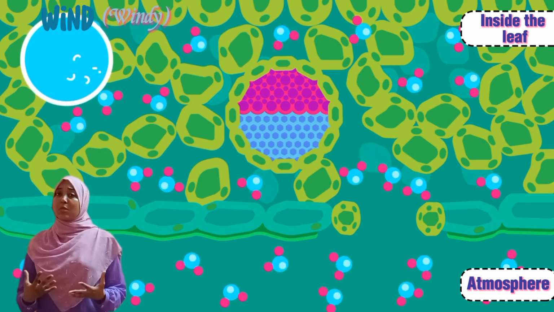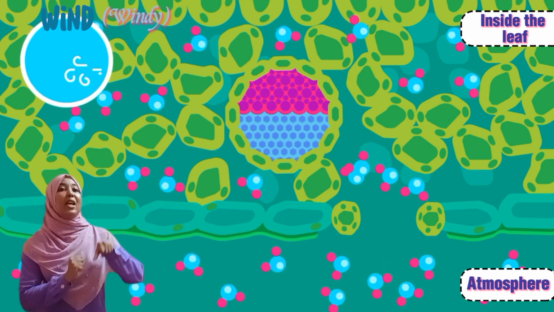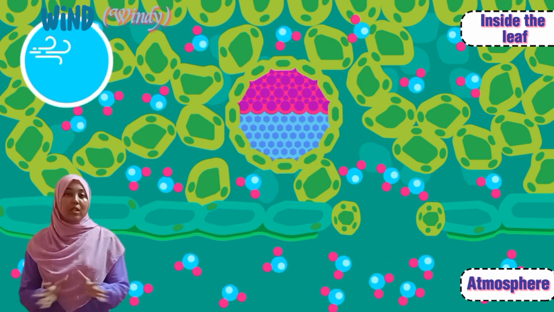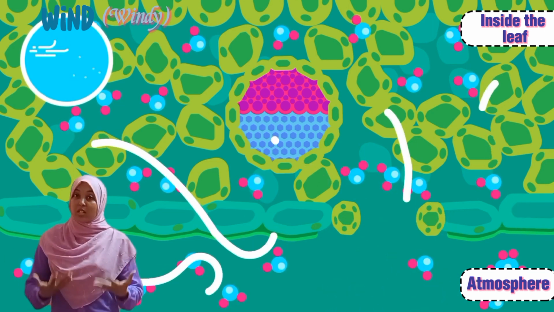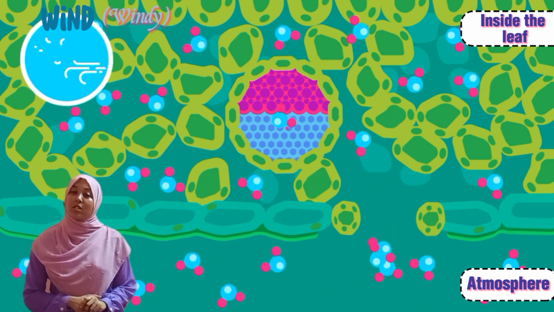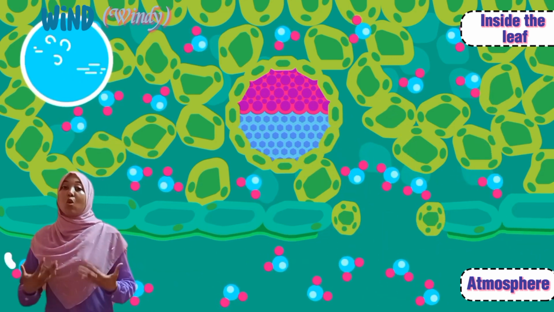And the reason for this is because on a windy day, the wind carries away the water vapor surrounding the plant. So essentially by doing so, it increases the concentration gradient by moving away the water vapor. So that means that on a windy day, you're going to have higher rates of transpiration.